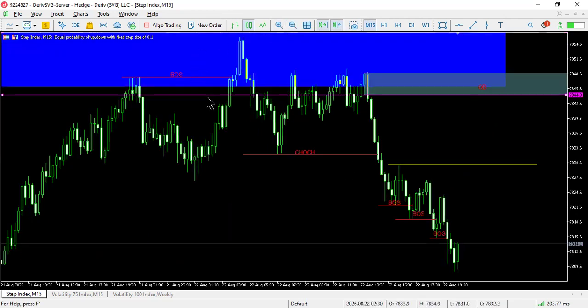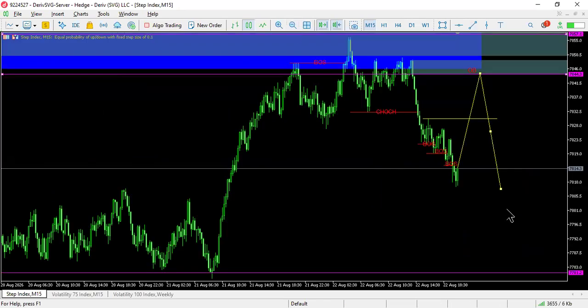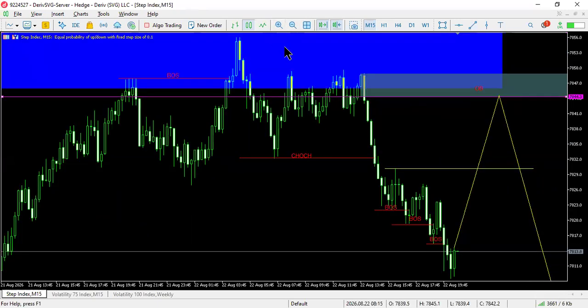Therefore, since a change of character has occurred, I'm anticipating for price to sweep out these order blocks or this liquidity here, take me in, and then proceed to the downside because the overall trend is bearish on step index. So that is what I'm anticipating to happen.